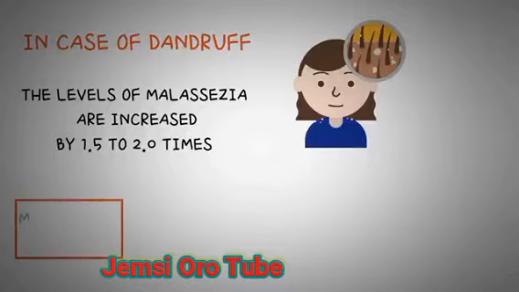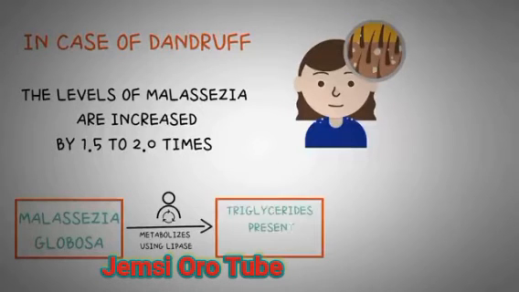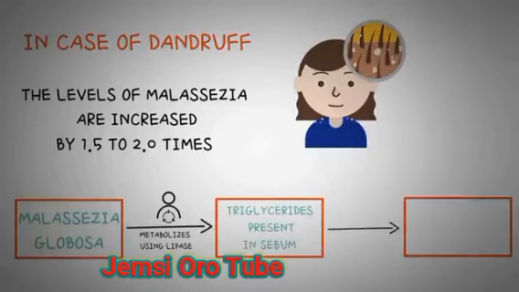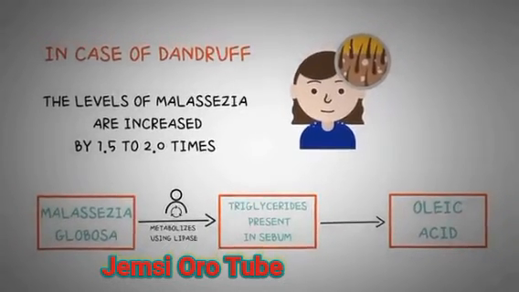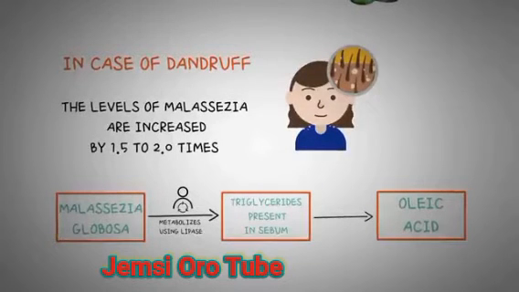The fungus malassezia, particularly Malassezia globosa, metabolizes triglycerides present in the sebum by producing an enzyme known as lipase. This results in the production of a compound known as oleic acid. Now, oleic acid is a fatty acid, and it is shown to induce a dandruff-like condition which is ultrastructurally identical to dandruff.